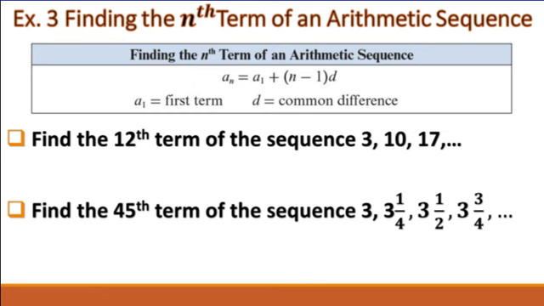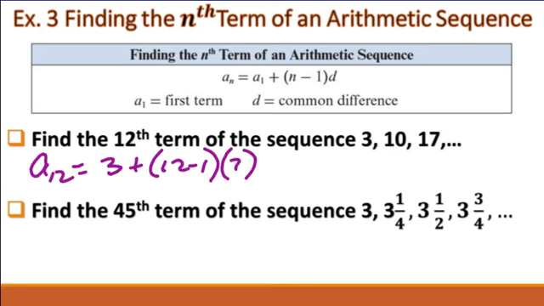Okay, find the 12th term of the sequence, 3, 10, 17. So do the same thing with this one. So A, find the 12th term. First term is 3 plus the 12 minus 1 times the common difference, which is 7. So 3 plus 77 will give us our 12th term. So our 12th term would be 80.